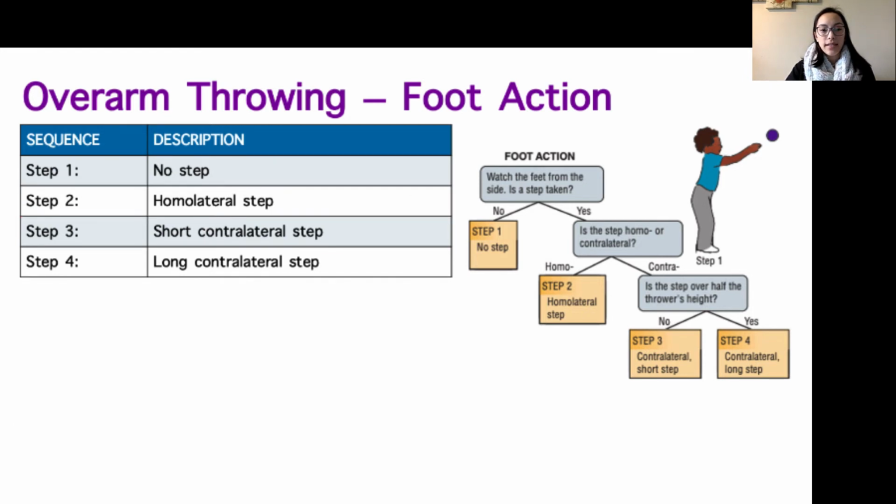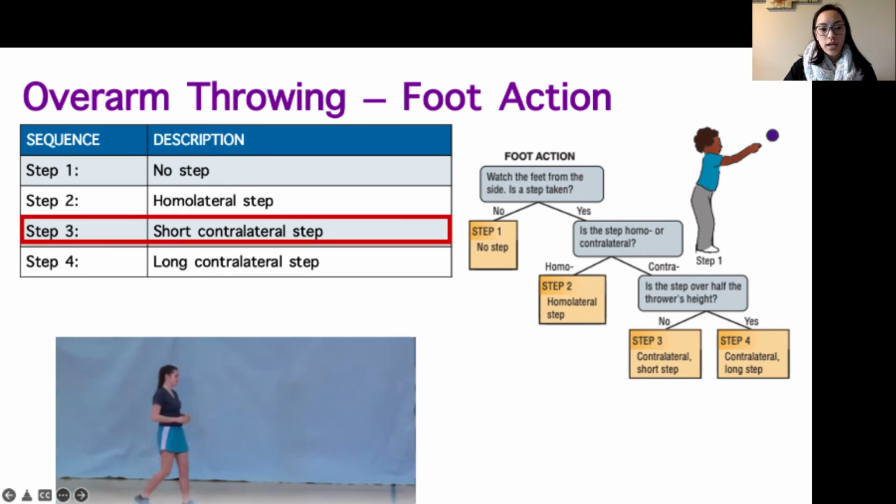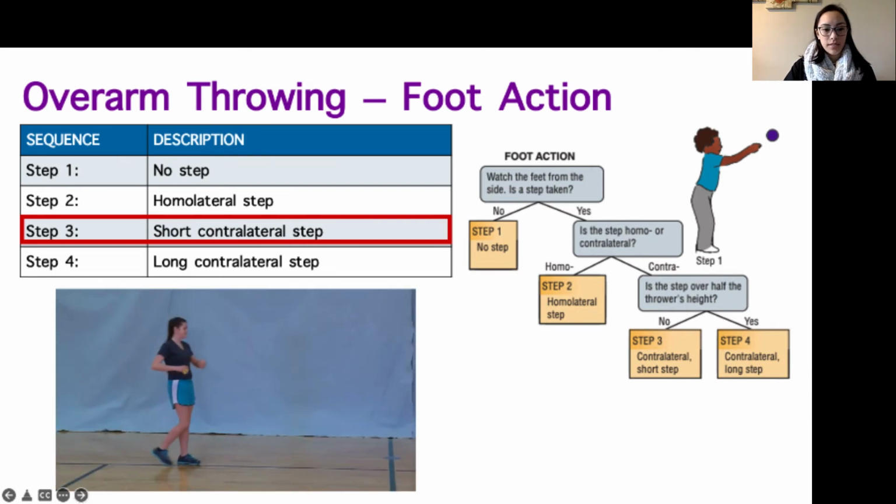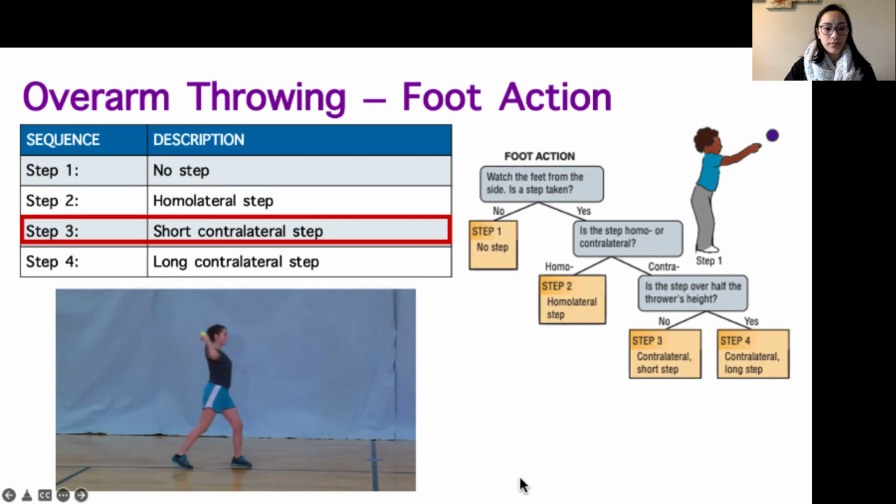If the person has a contralateral step, or they step with the opposite leg of their throwing arm, we then consider if it's a short step or a long step. And I feel like this classification is a little bit more subjective to whoever's doing the observation, but the flow chart criteria that the textbook uses is the step over half the thrower's height. If it's not, then we say we have a short contralateral step as exemplified in this video. So step with the contralateral leg here, but it's not that long.